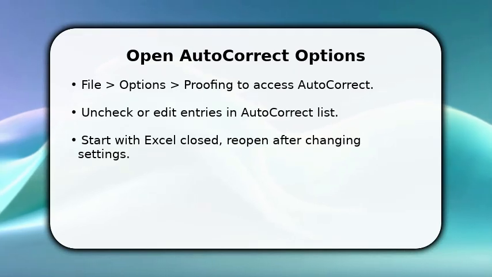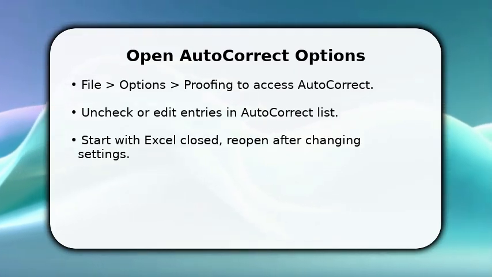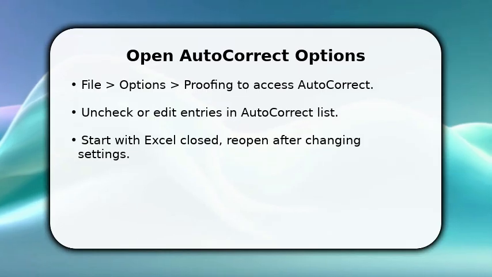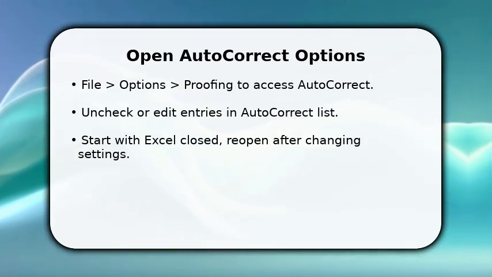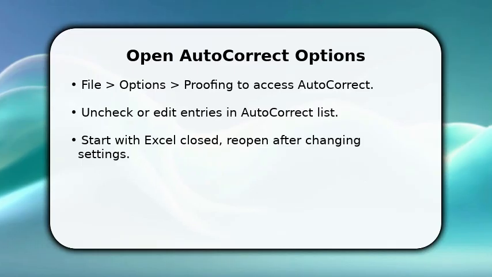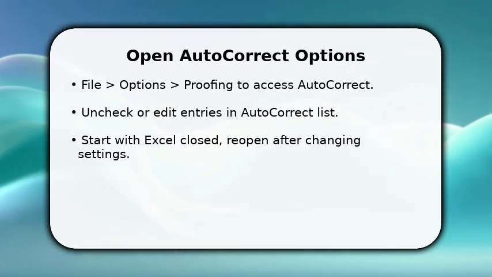Enjoy the video. You start inside Excel and go straight to File, then Options, then Proofing. This is where autocorrect lives, so open it now. Once the dialog appears, click Autocorrect Options and you'll see the list that changes your text automatically.